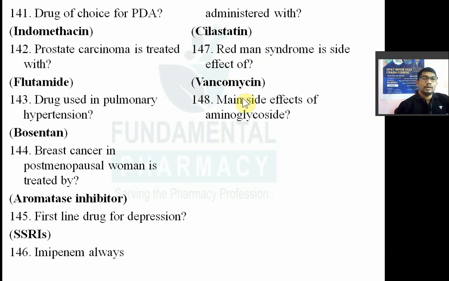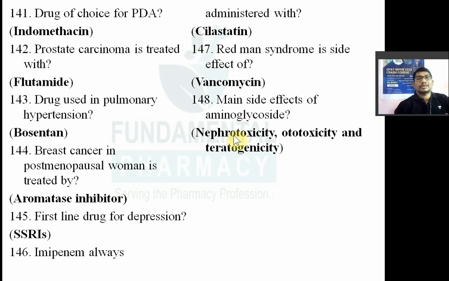Next we will see question number 148. Main side effect of aminoglycoside. तो aminoglycoside का side effect या adverse effect क्या होता है? Obviously aminoglycosides cause nephrotoxicity, ototoxicity and hepatotoxicity. They are teratogenic in nature also. Examples of aminoglycosides are streptomycin, gentamicin, neomycin and amikacin.